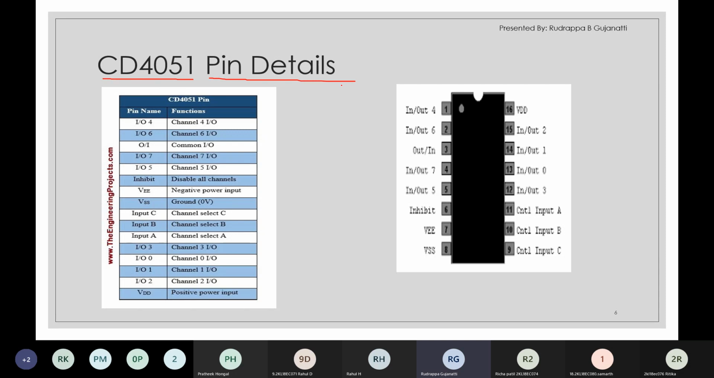So before going into that, we should know what are the details pertaining to CD4051. Now, CD4051 is actually a MUX DMUX IC. It is actually a MUX DMUX IC. So it can perform multiplexing and demultiplexing operation.